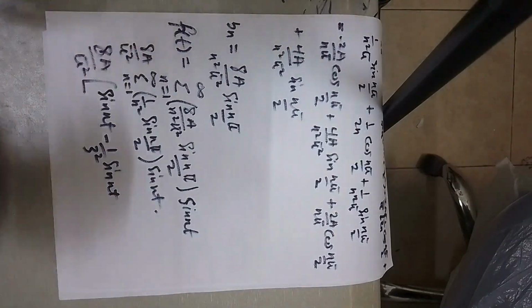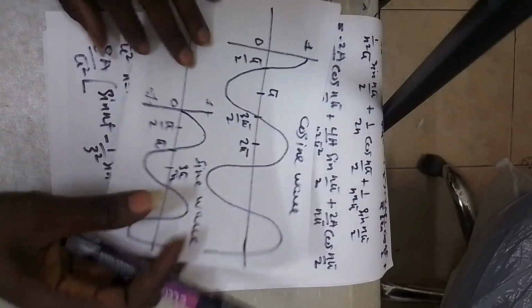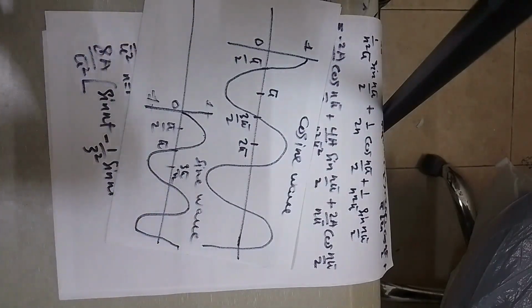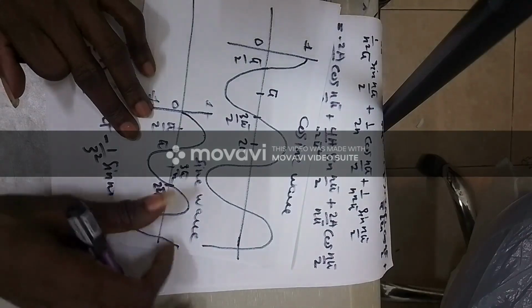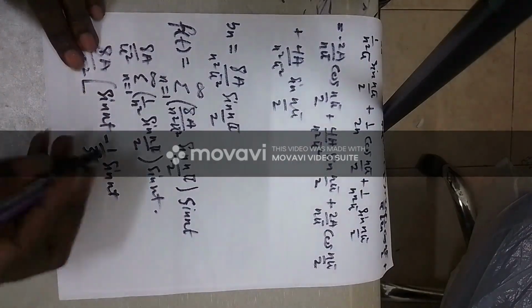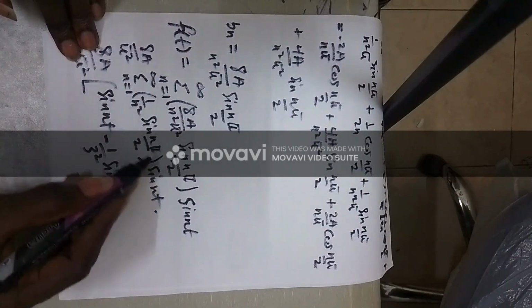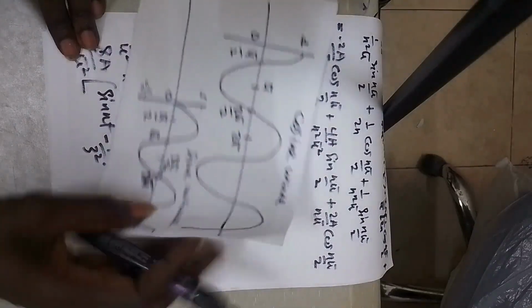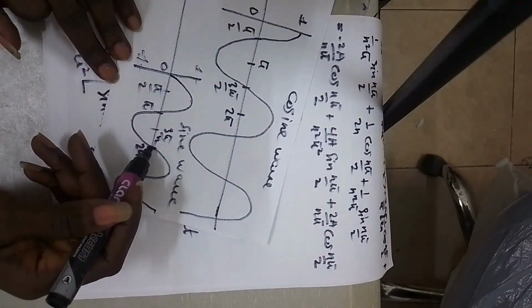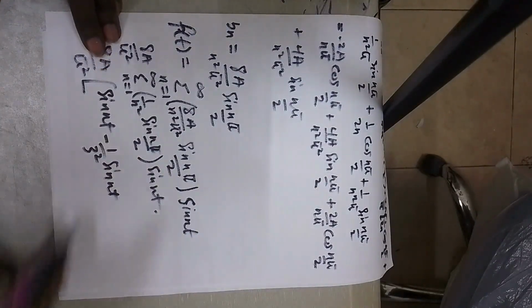Okay. Let me put in 4. So I'll have sine 4 pi over 2, which is basically sine 2 pi. Sine 2 pi is 0. So that means that the whole of this one becomes 0. Let me put in 5.